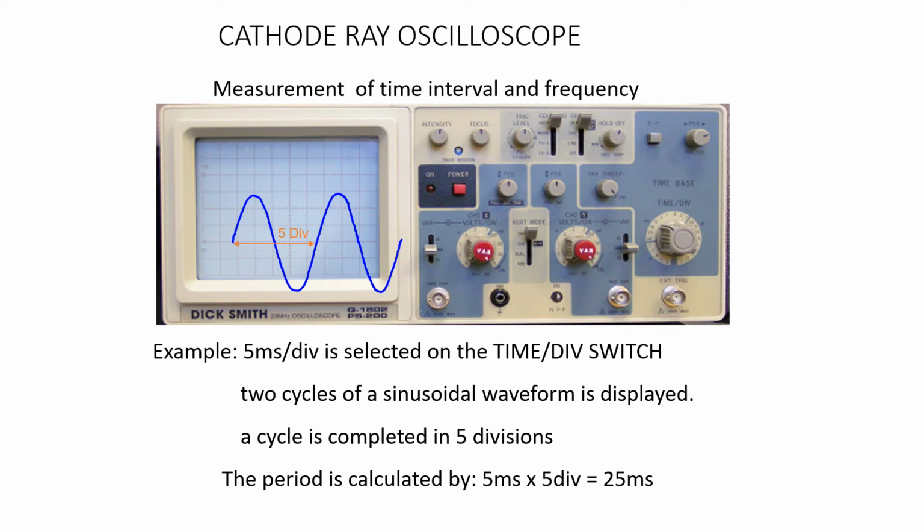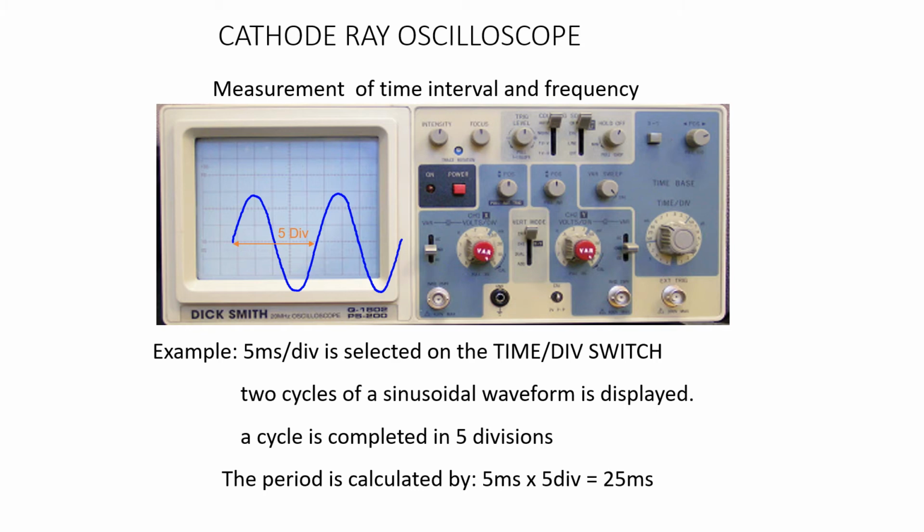When the waveform is displayed for one complete cycle, you check how many horizontal divisions there are. In this example, there are 5 divisions. Next, you check the position of the time per division control. In this example, it is at 5 milliseconds. So the time period is calculated as time per division into the number of divisions.